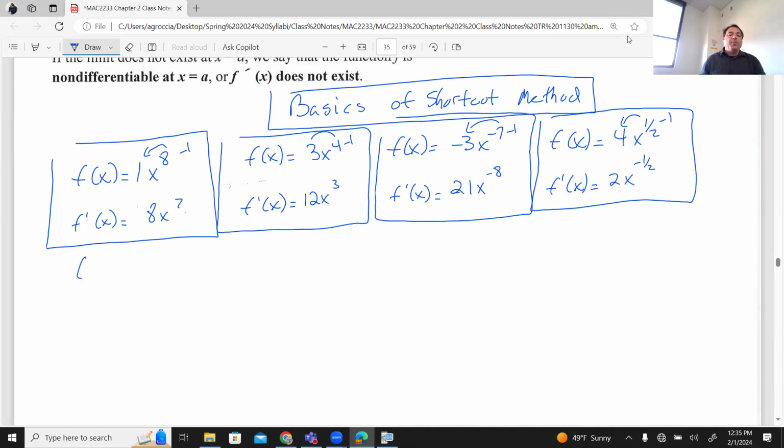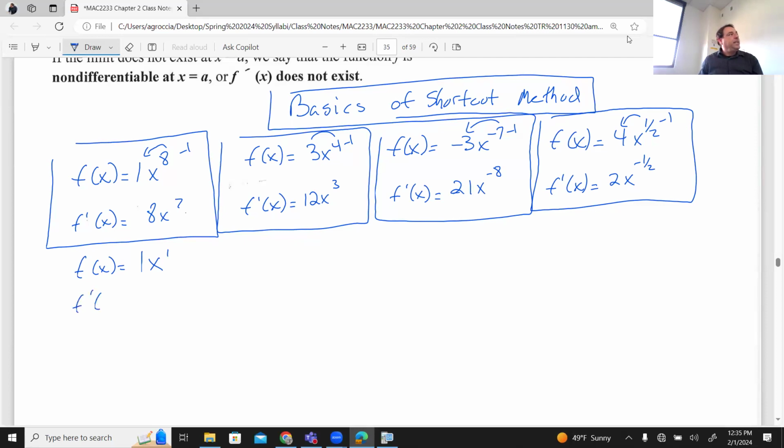Now, one that tends to throw people off, and I want to talk about this one right now, is what if I just give you x? What's the derivative of x? Okay, now looking at it, you're like, I have no idea, because you don't see the number in front and you don't see the exponent, but it's there. What's the number in front? 1. What's the exponent? 1. So just put it there if you need it.